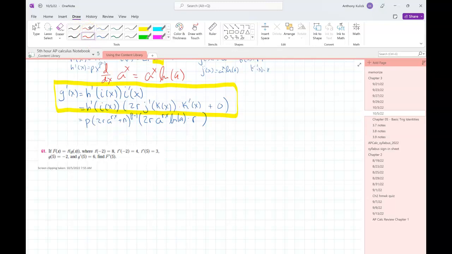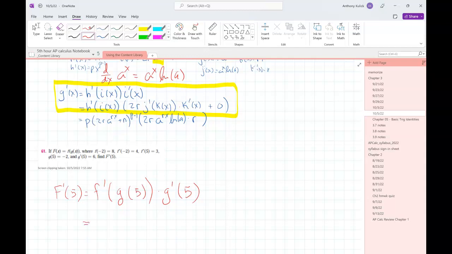Okay. So 61 says if f of x equals the composition of f and g, where these are a bunch of specific values, find f prime of 5. Well, that's going to be the derivative of f at g of 5, times the derivative of g at 5. Everybody happy with that? I just basically applied the chain rule definition, right?